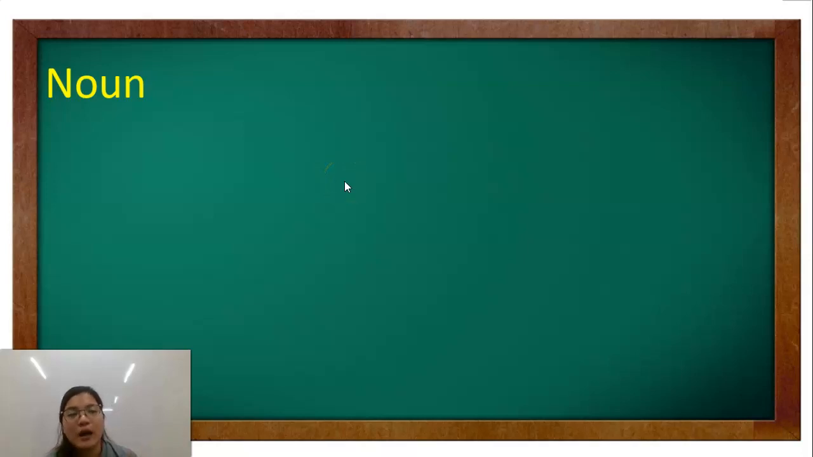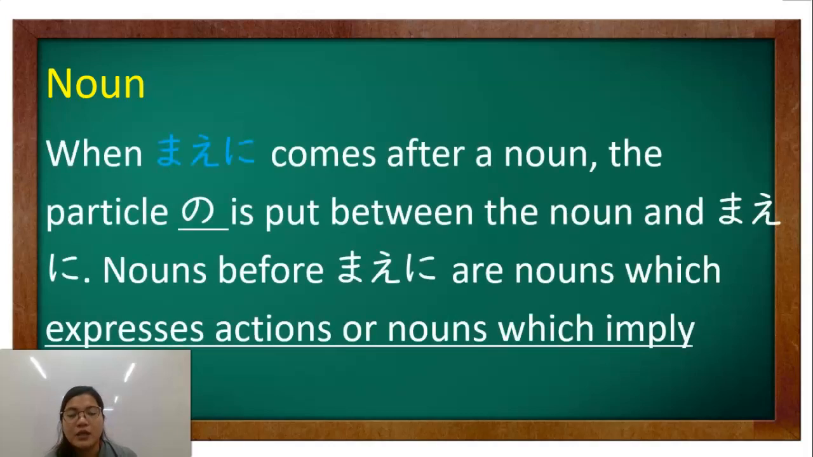When you use noun, no mae ni, verb 2. So, when mae ni comes after noun, the particle no is put between the noun and mae ni. Okay? So, nilalagay si particle no between sa noun and mae ni. So, the nouns before mae ni are nouns which express action or nouns which imply actions. So, ito yung mga noun na nagde-denote ng mga action.